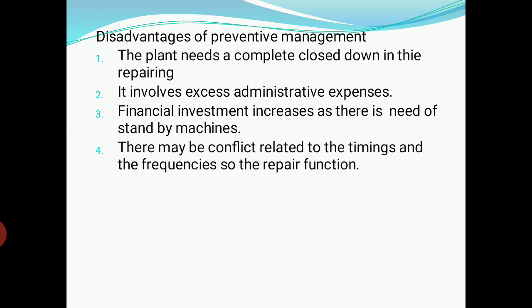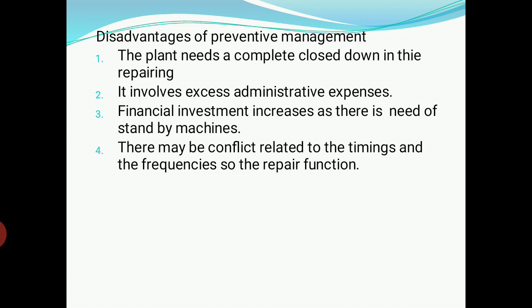When we move on to the last part, that is the disadvantages or limitations, we can see a few of them. The plant needs a complete close down for the repair. That is important, because when repair is taken up from time to time, say one day weekly, or quarterly, or six monthly, it is a total shutdown, maybe a complete close down of the whole unit, and that may cost you as far as production is concerned. So this disadvantage is considered before using this method.